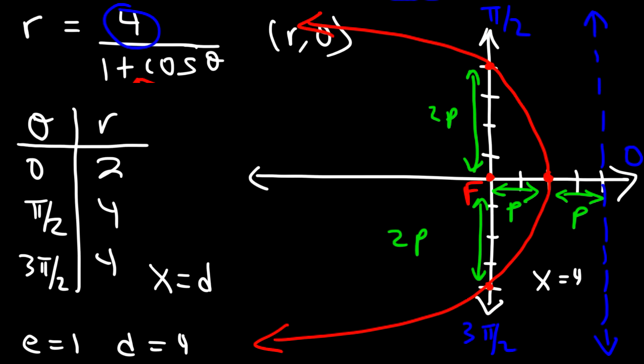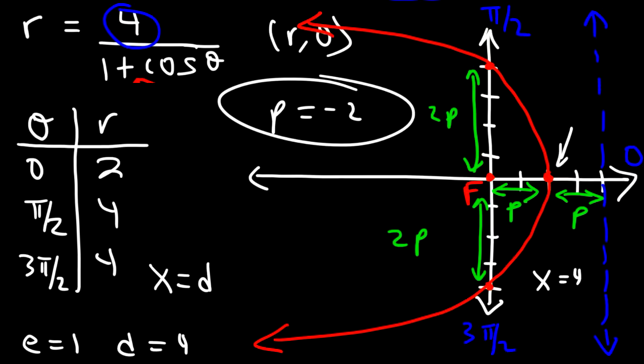Now how can we write an equation of this parabola using rectangular coordinates, x and y? So we need to know the vertex, which is 2, 0, and we need to know p. Because it opens towards the left, p is negative 2 as opposed to positive 2.